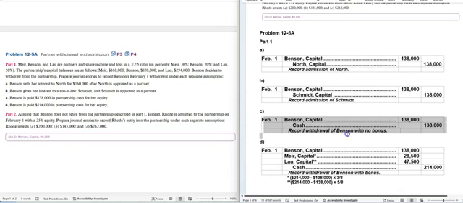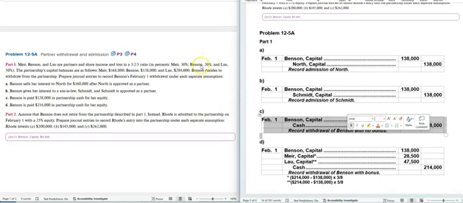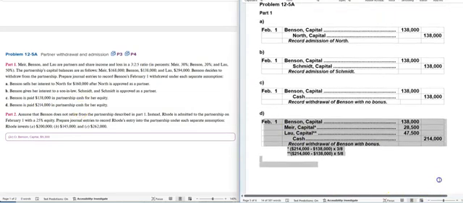Finally, in D, Benson is paid $214,000 in partnership cash for her equity. Let's stop and think about what's happening here. Benson's equity is only worth $138,000, but the other partners were so happy to get rid of Benson, or maybe the partners just thought Benson was a fabulous partner and deserves more than her equity of $138,000. So the other partners agreed to take $214,000 in cash out of the partnership. So cash is going to go down $214,000.